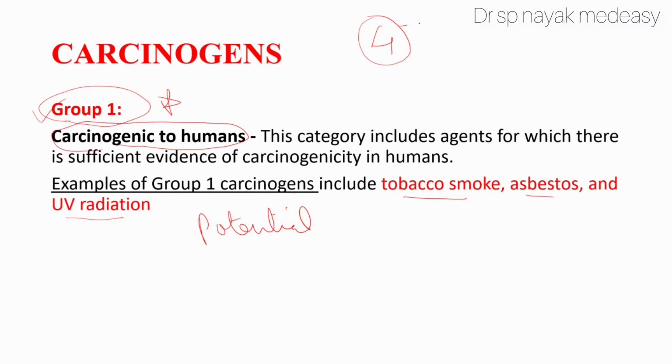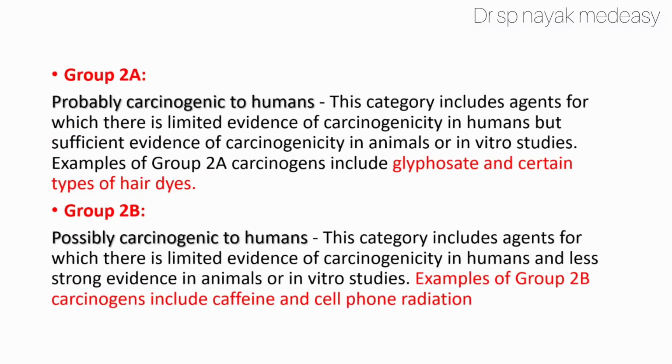In four groups, number 1, the first group, is the definitely carcinogenic group. Clear, everybody? In this group, examples include tobacco smoke, asbestos, UV radiation, and a few drugs are also considered in group 1. And next, we have group 2.